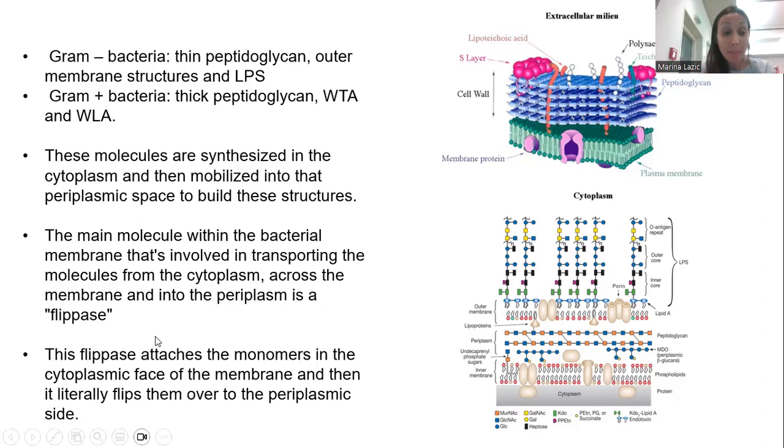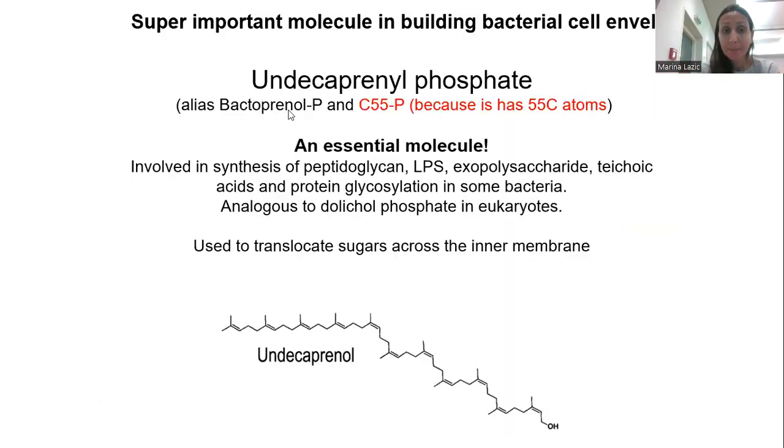So this flippase attaches the monomers in the cytoplasmic space over the membrane. Basically, flippase is attaching monomers in the cytosol, on the cytoplasmic side of the membrane, and then literally flips them over to the periplasmic side. This molecule is super important in building the bacterial cell envelope. The molecule is called undecaprenyl phosphate, or bactoprenyl phosphate for short. It's enough to say bactoprenyl phosphate.